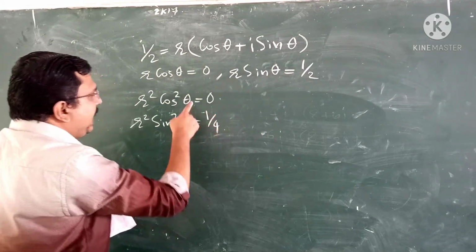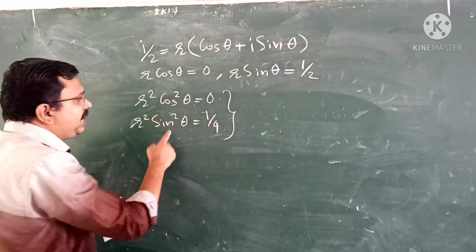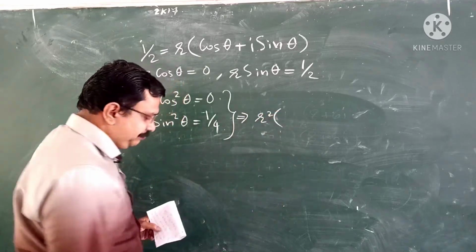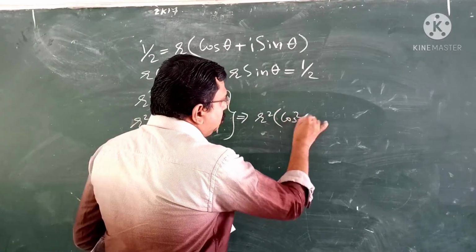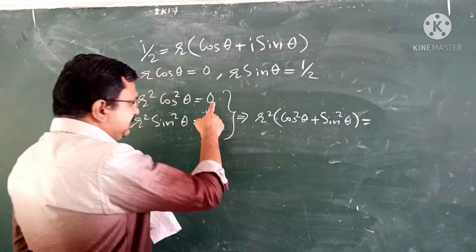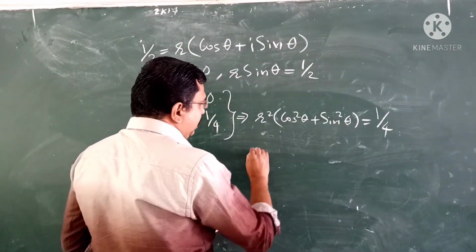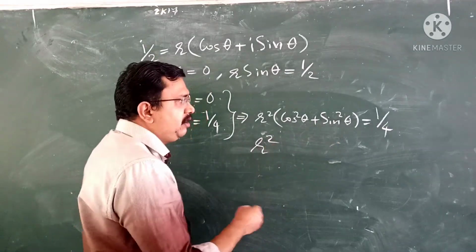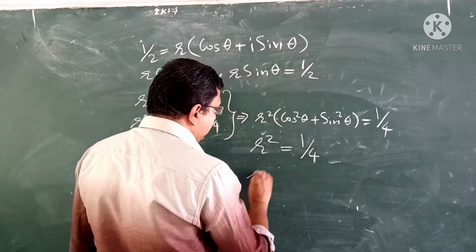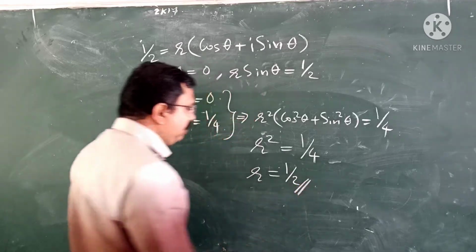Adding these two equations, we get r square into cos square theta plus sin square theta equal to 0 square plus 1 by 4, that is 1 by 4. But we know that cos square theta plus sin square theta is 1. So r square into 1 is r square equal to 1 by 4. That is r equal to root of 1 by 4, that is equal to 1 by 2.